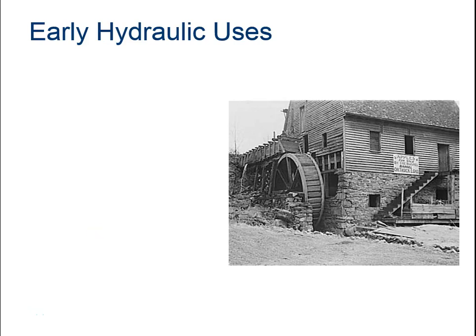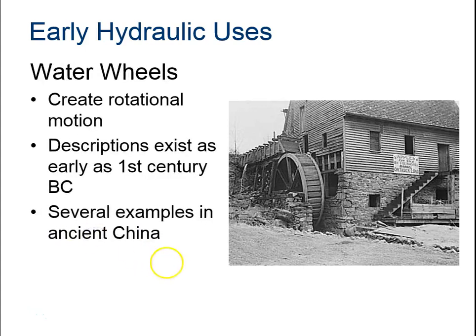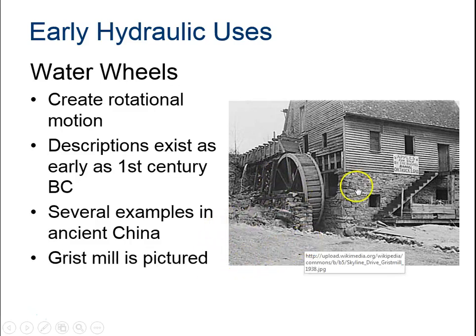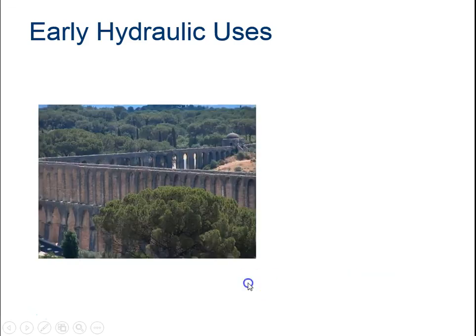Okay, this is part 3 of our fluids, and we're going to look at first some early hydraulic uses. Here we see a water wheel. Flowing water goes over the wheel, which turns the wheel and creates rotational motion. It was often used to move a mill that would grind some kind of grain through a series of gears.